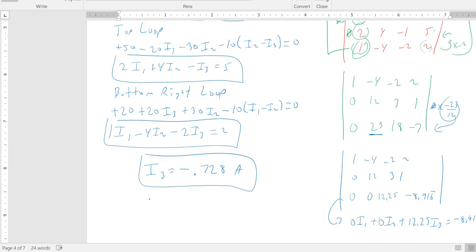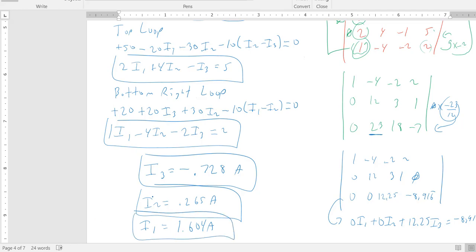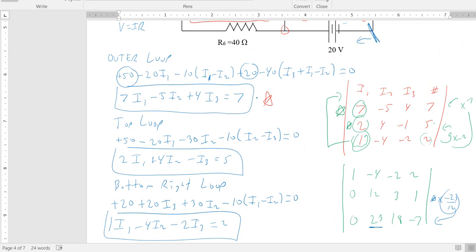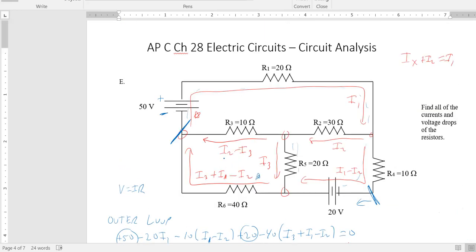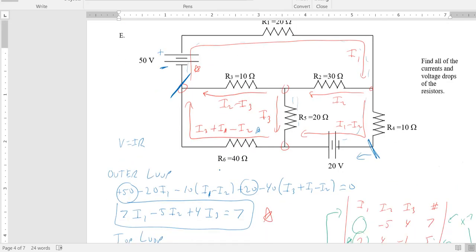And then you can go back and plug that into here to get I2. Okay. So if you do that, you get I2 is 0.265 amps. And so we guessed right on that one. And then I1, if you plug those into the top equation, you get 1.604 amps. So we guessed right on that one. Okay. And then once you have that, you can also find any of the other currents by doing the appropriate thing, like I2 minus I3 there and so on.